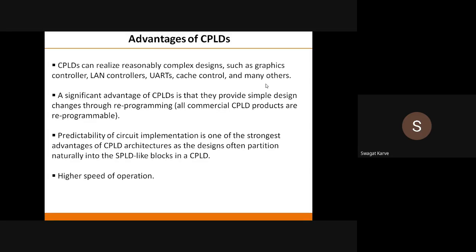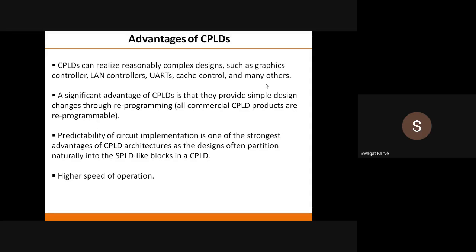Then higher speed of operation, which is obvious because the hardware itself is parallel, right? With a large number of macrocells available, a large number of input output pins available, and along with this a large number of erase cycles also available. So with the combined effect of this, the speed is tremendously high. That means higher speed of operation. And the last advantage is predictability of circuit implementation, which is one of the strongest advantages of CPLD architecture. That means you can predict the circuit implementation, right? This is one of the strongest advantages of CPLD.